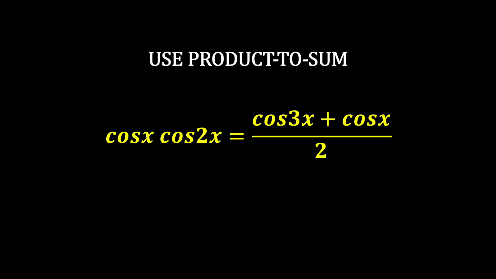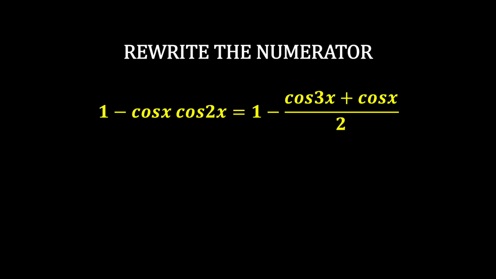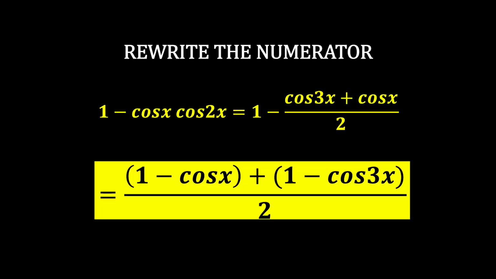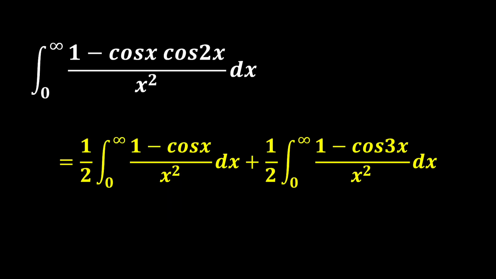First, use the product to sum identity for cosine x times cosine 2x. This turns the numerator into 1/2 of 1 minus cosine x, plus 1/2 of 1 minus cosine 3x. So the original integral splits into 2 integrals of exactly the same type.